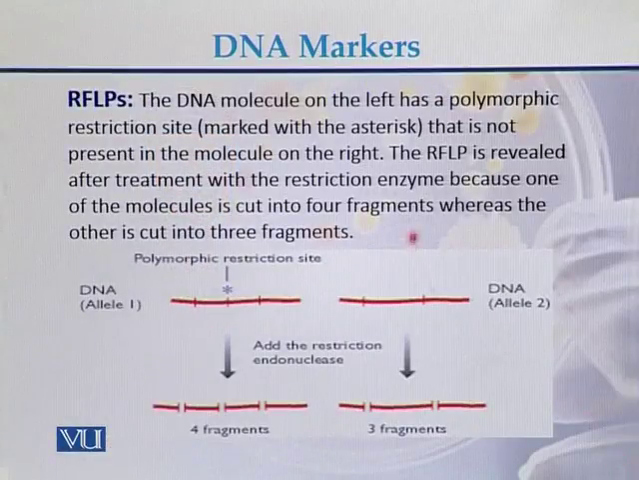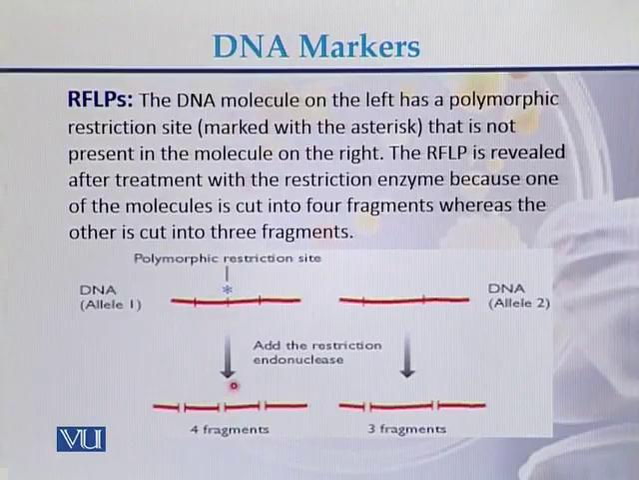The DNA molecule on the left has a polymorphic restriction site that has been marked by an asterisk. That is not present in the molecule on the right side. Here we can see that this polymorphic restriction site is not present in this DNA molecule. So when we use RFLP after treatment with the restriction enzyme, one of the molecules will be cut into 4 fragments, because here is a polymorphic restriction enzyme site. So when we use a specific restriction enzyme, this DNA molecule will be cut into 4 fragments.